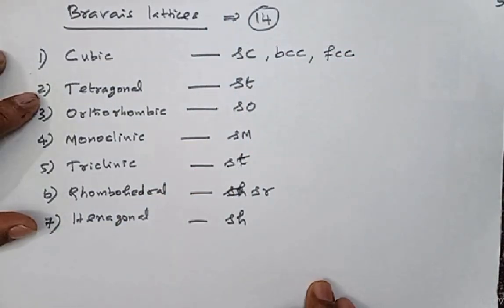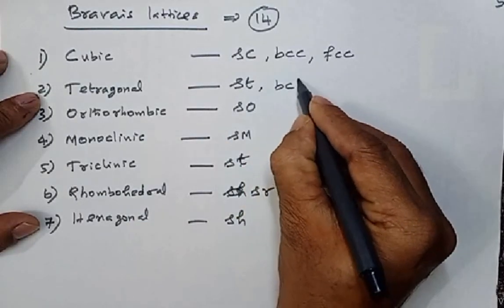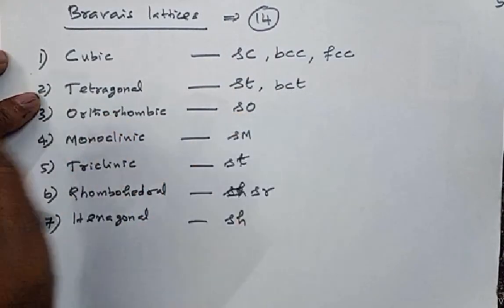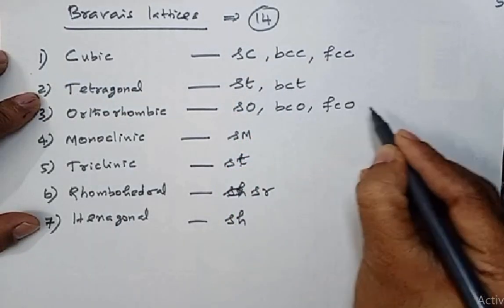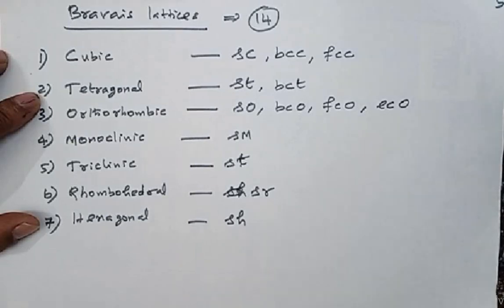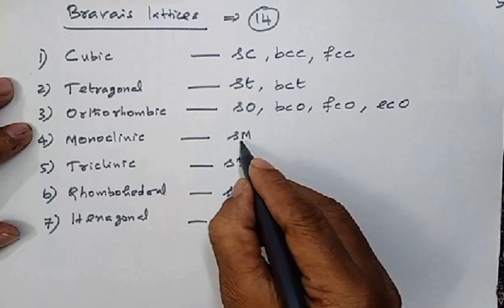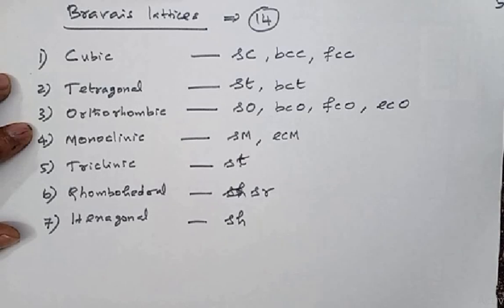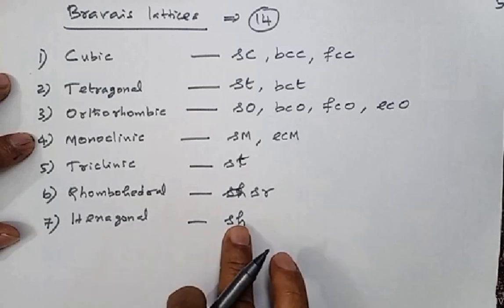Then tetragonal. In tetragonal, we have simple tetragonal and body-centered tetragonal, BCT. In orthorhombic, this is the special type where all different types exist: simple orthorhombic, body-centered orthorhombic, face-centered orthorhombic, and end-centered orthorhombic. All the 4 types exist in orthorhombic. In monoclinic, only 2 exist, simple monoclinic and end-centered monoclinic. In triclinic, only simple. In rhombohedral, only simple. In hexagonal also, only simple.